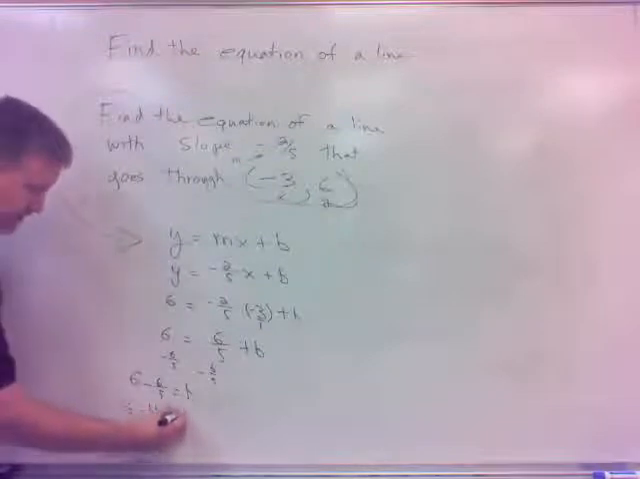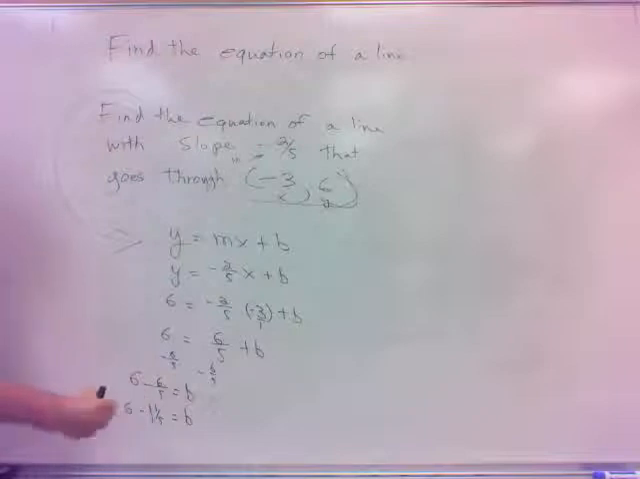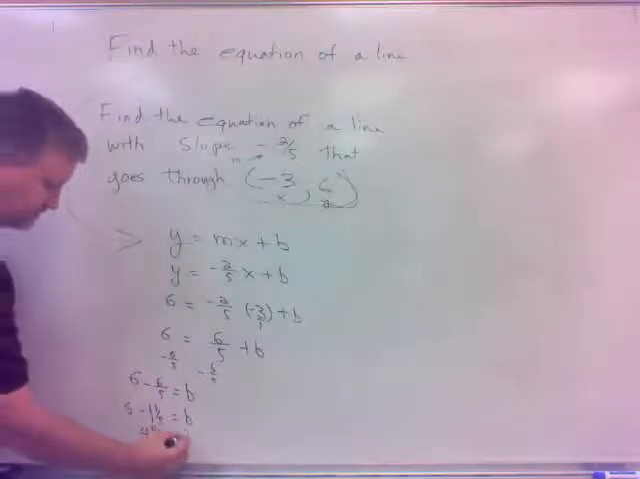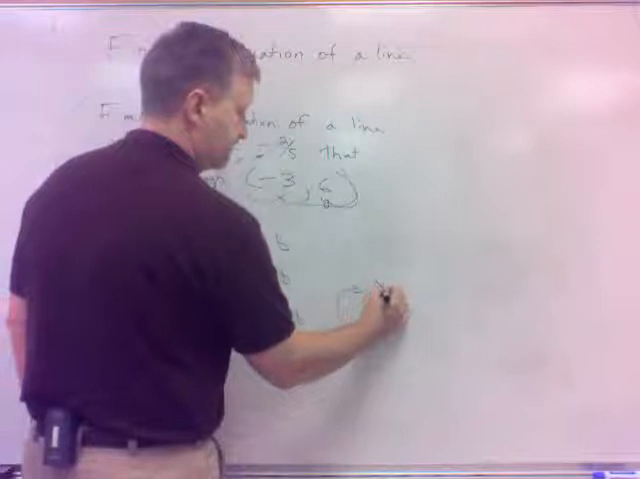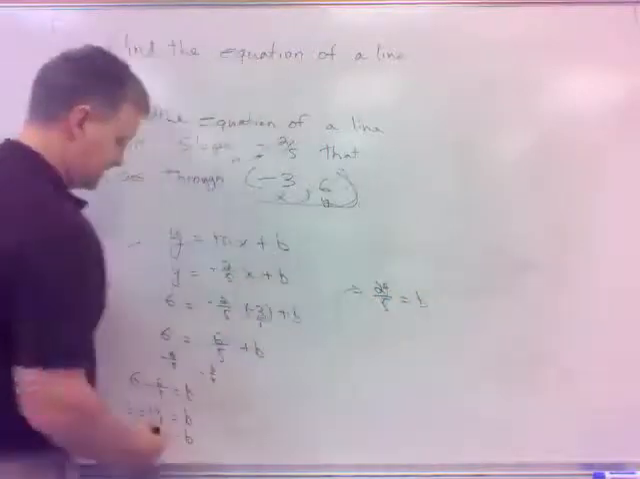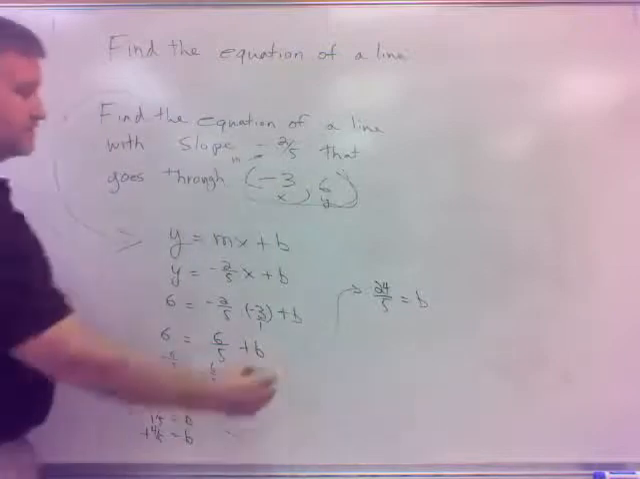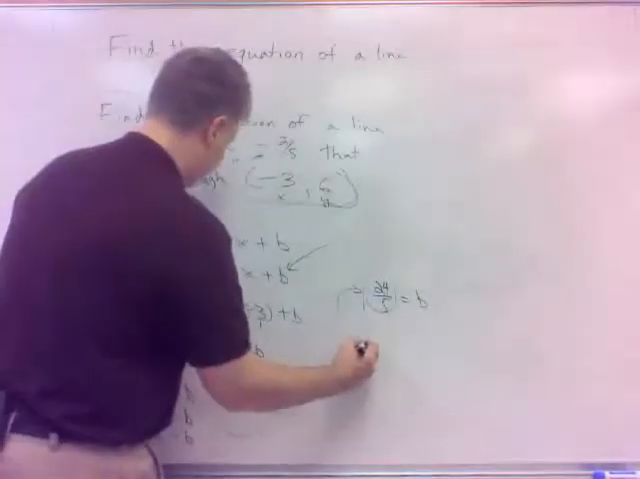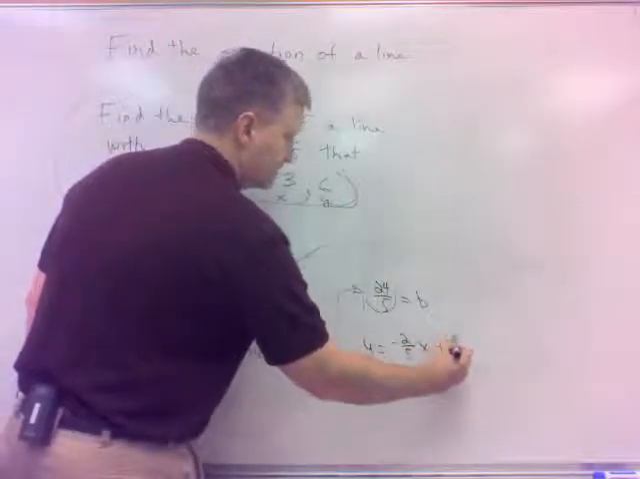Well, b, 6 minus 1 1/5 is 4 4/5, which is 24/5 if you want to write it as a proper fraction. 4 times 5 is 20 plus 4 gives you 24/5. So there's my b. Plug that in for b, and we've got our equation: y equals negative 2/5 x plus 24/5.